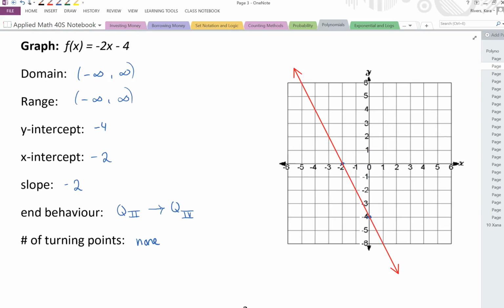In this example, you can see that because the leading coefficient is negative, my slope is negative, right? I've got a -2 for our slope. If we write that y equals mx plus b, you can see your slope is a -2, so we're going down and to the right instead of up and to the right, which means my end behavior is going from quadrant 2 to quadrant 4 in this case. My y-intercept's at -4, x-intercept's at -2, domain and range go from -infinity to infinity, and there are still no turning points.